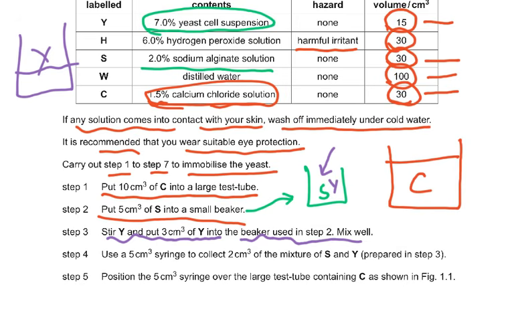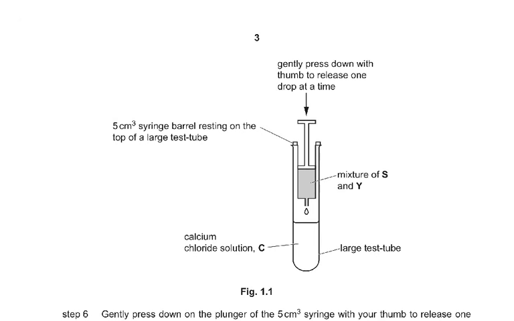Use a 5 cm cube syringe to collect 2 cm cube of the mixture. So you use another syringe to take out 2 cm cube of the mixture SY prepared in step 3. Now you position the 5 cm cube syringe over the large test tube containing C, as shown in figure 1.1. And what do you do? You gently press down with the thumb to release 1 drop at a time. The syringe barrel rests on the top of the large test tube, with the mixture of S and Y in the syringe and calcium chloride solution in the test tube. So this was the C.